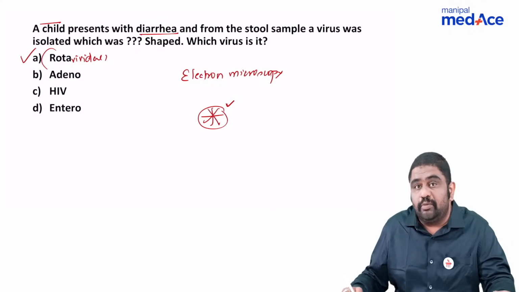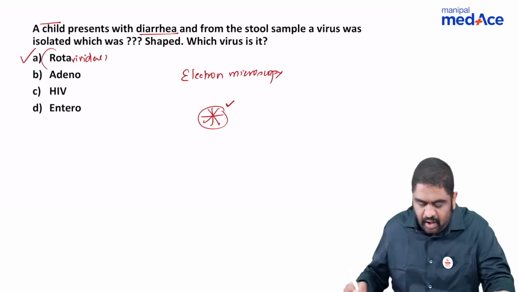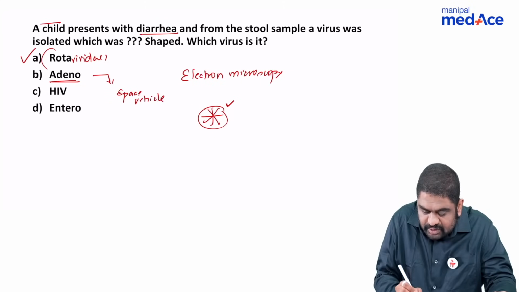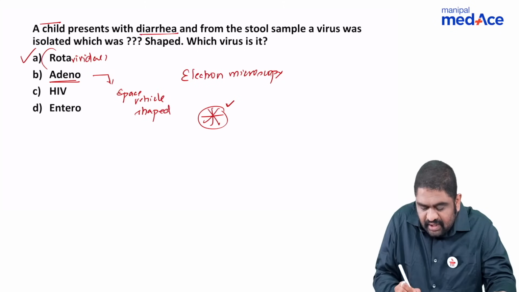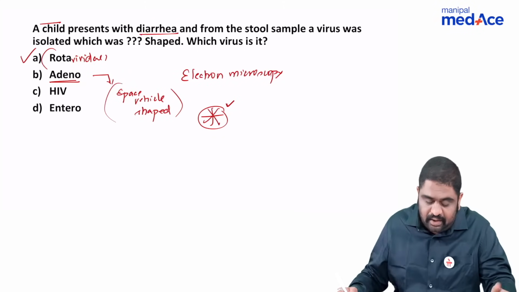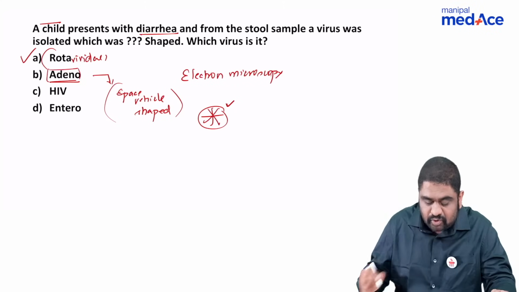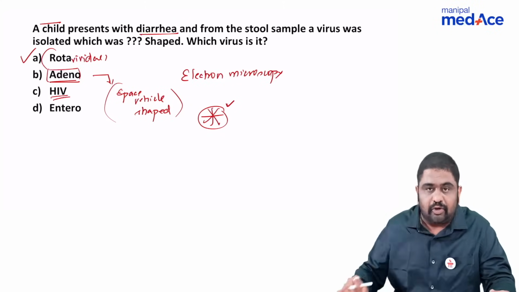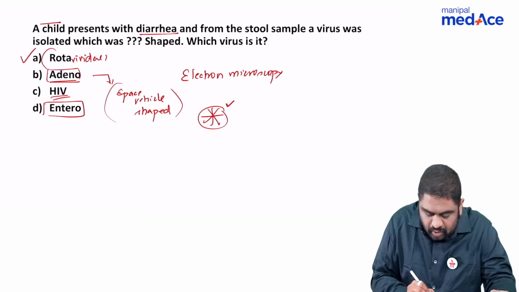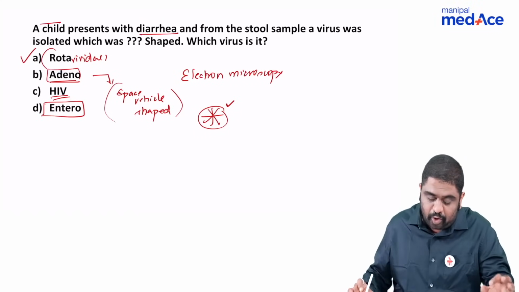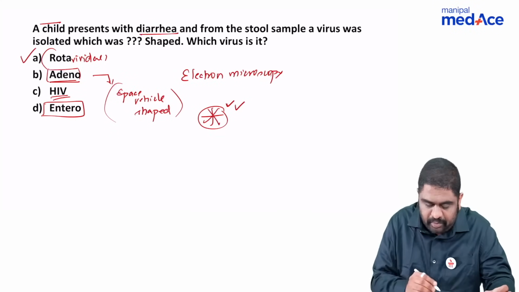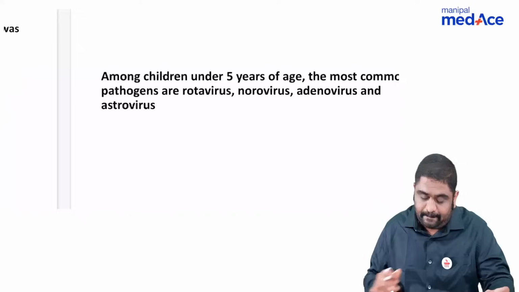Norwalk viruses are the most common group of viruses known for causing adult diarrhea. When it comes to adenovirus, this adenovirus will look like a space vehicle. Space vehicle shaped viruses, adenovirus. It is capable of causing diarrhea, but it is not as common as rotavirus in causing diarrhea in children. HIV is not the picture when it comes to the electron microscopic image. Enteroviruses are known for causing diarrhea in case of adults. Now remember, because we speak about the cartwheel shaped viruses in electron microscopy, the answer has to be rotavirus.